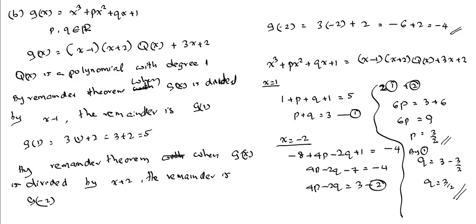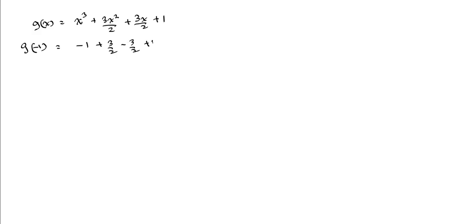Find the value of p and q. Show that x plus 1 is a factor of g(x). Now you know what is the value of g(x). So g(x) is going to be x to the power 3 plus 3x squared over 2 plus 3x over 2 plus 1. Now to prove that x plus 1 is a factor, substitute g(minus 1). You will get minus 1 plus 3 over 2 minus 3 over 2 plus 1. This and this cancel off, this and this cancel off. g(minus 1) equals 0.